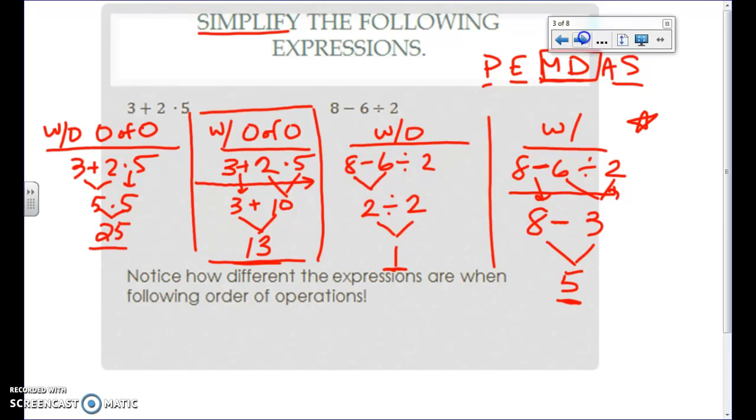This is the correct answer. This will be incorrect. Order of operations is everywhere in math for the rest of your life. It always follows the same daily agenda: parentheses, exponents, multiply, divide, add, subtract, in that order. You can't go out of order or you will have the wrong, I won't say solution, but you will not simplify correctly.